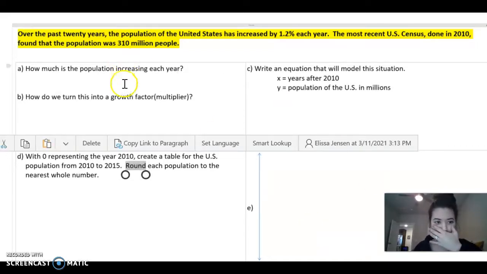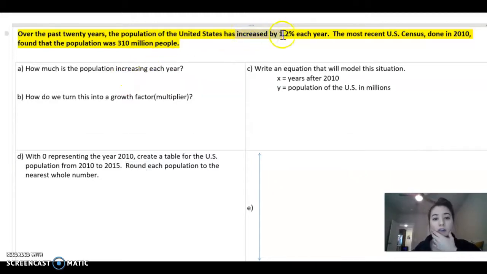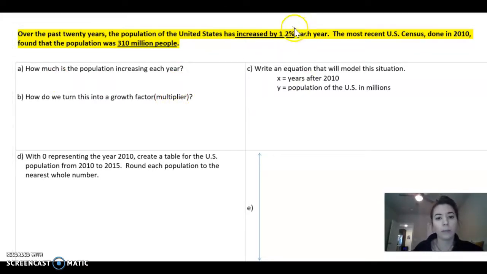So we have, over the past 20 years, the population of the United States has increased by 1.2%. The most recent U.S. Census found that there were 310 million people living here. How much is the population increasing each year? Well, 1.2%.